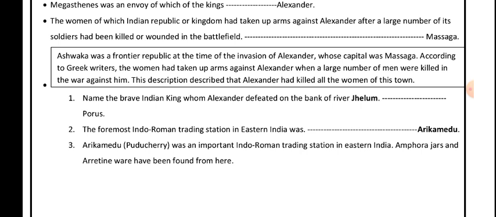This description says that Alexander had killed all the women of the town. Name the brave Indian king whom Alexander defeated on the bank of the river Jhelum. Porus.